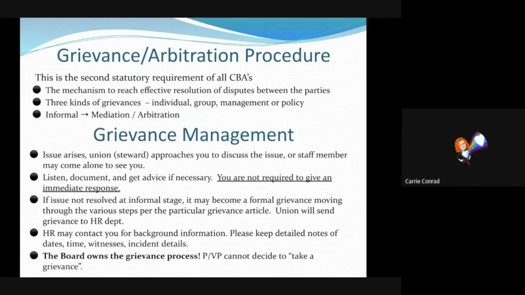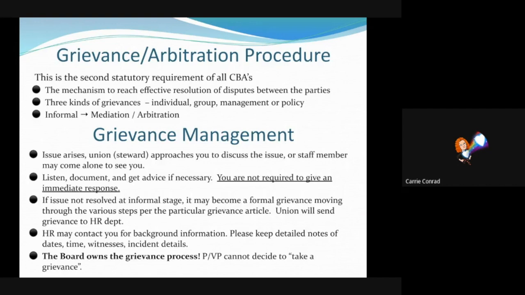It's very important that you take the time and that you look into the matter and you do the appropriate research. If the issue is not resolved at the informal stage, it becomes a formal grievance, and it moves through the various steps that we chatted about, from a step 1 all the way to arbitration.